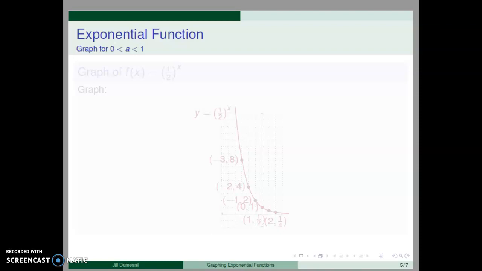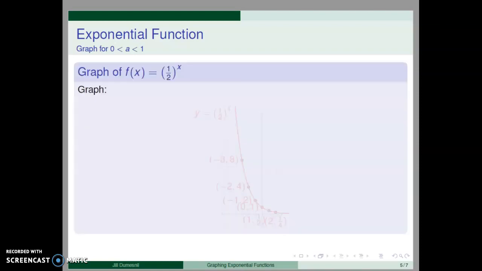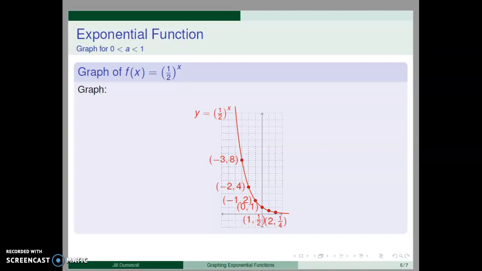Let's see what happens to the graph of the exponential function when the base is a number between 0 and 1. We will graph the function f of x equal 1/2 to the x by plotting some points. As usual, we start with a set of coordinate axes and a coordinate grid. We have the point 0, 1, the point 1, a half, and the point 2, a fourth. If we plot some points with negative x values, we get -1, 2, -2, 4, and -3, 8. We then get a smooth sketch of the graph of y equal 1/2 to the x power.